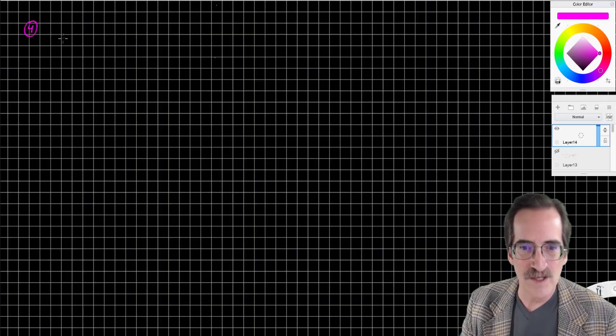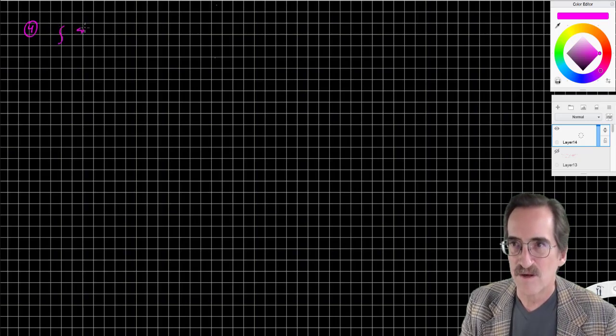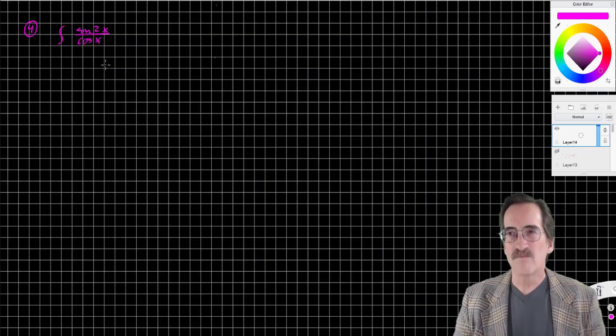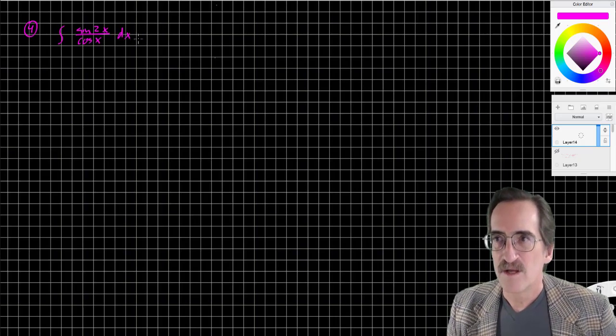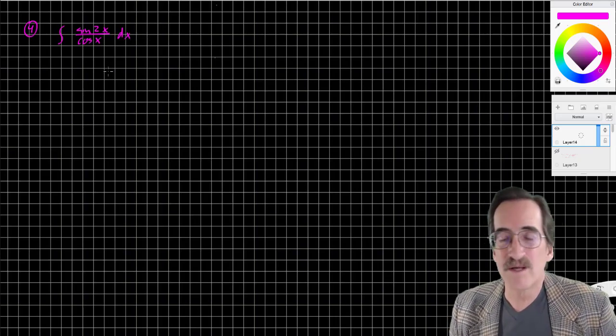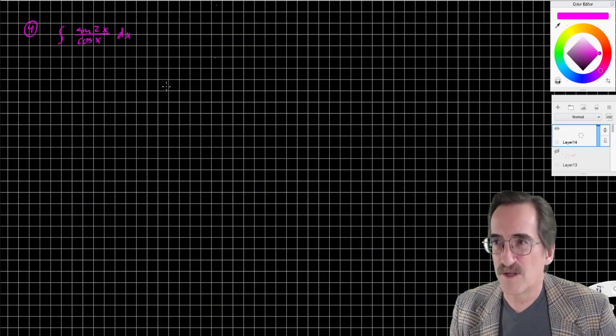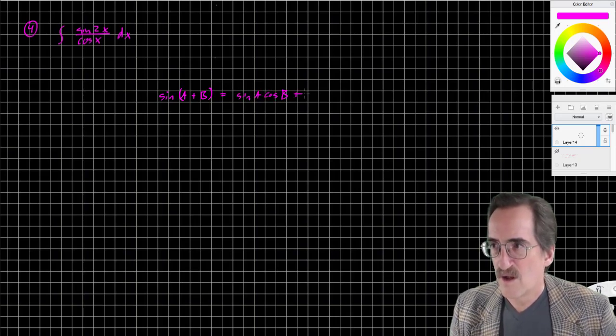Okay, find the indefinite integral of sine 2x over cosine x, dx. Now you may recall the double angle identity. If you don't recall the double angle identity, then you may recall the sine addition formula. Sine of a plus b is sine a cosine b plus sine b cosine a.